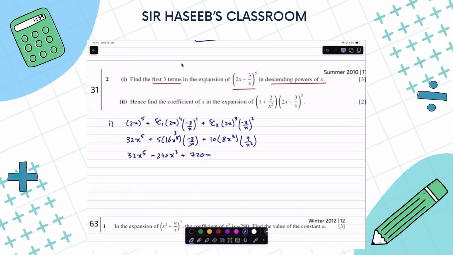Then it says, hence find the coefficient of x in the expansion of this thing. So in order to get the coefficient of x, this is 1 plus 2 over x square, and I already have the expansion of this, which is 32x power 5 minus 240x cubed plus 720x, right? So the coefficient of x is going to be when this gets multiplied with this and this gets multiplied with this. That's it, right? There's no other way you can get x.